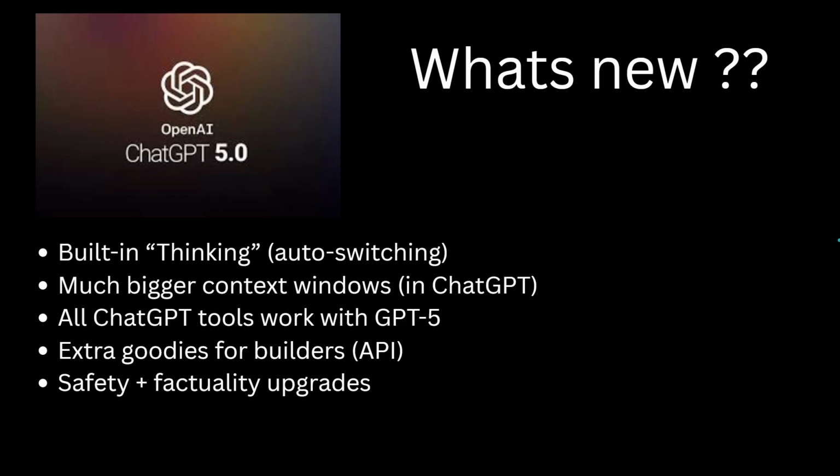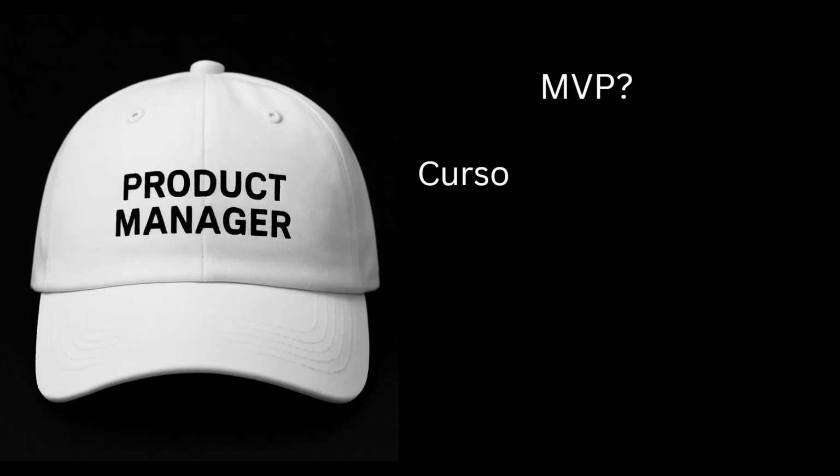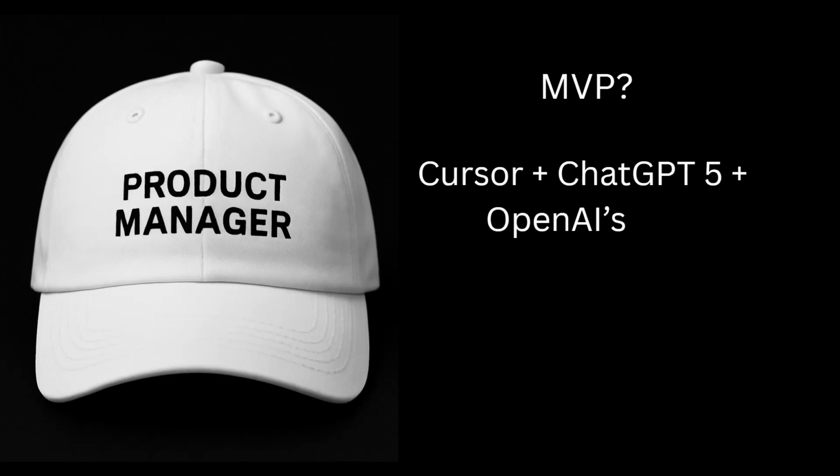So given that there are all of these new features and upgrades, I decided to put my product manager's hat on and think, can I build an MVP, just using ChatGPT, Cursor, and OpenAI's API calls? Well, the answer is yes, I can.